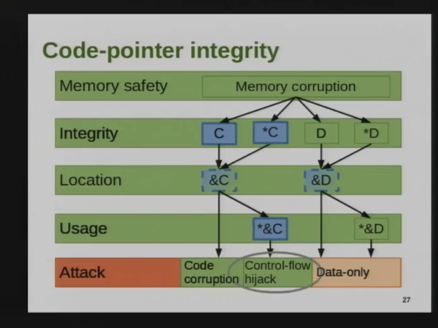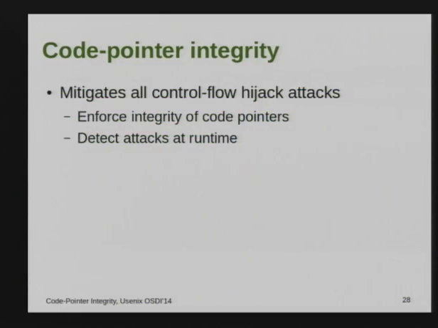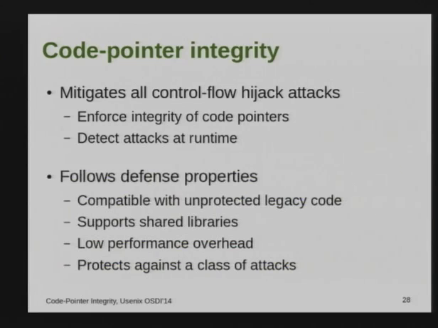And all in all, this mitigates control flow hijack attacks and presents a strong protection against these forms of attacks. To summarize, code pointer integrity mitigates all control flow hijack attacks and enforces memory safety and integrity of code pointers. In a second step, it detects attacks at runtime and allows us to inform the programmer about it. And again, like the secure execution platform, it follows defense properties and is compatible with unprotected legacy code as long as the legacy code doesn't modify the code pointers.